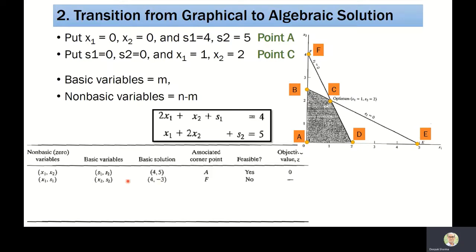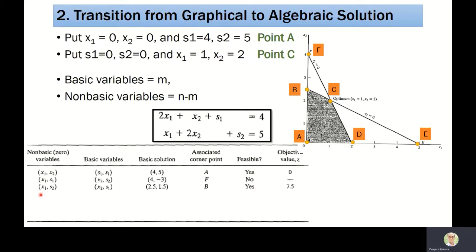If we want to see, then we have x2 and s2 variables as 4 and -3. Now you know that our variables should be non-negative. You can see s2 is -3, so it is not going to be a feasible solution. Since it is not a feasible solution, we are not finding the objective function because it has no role.